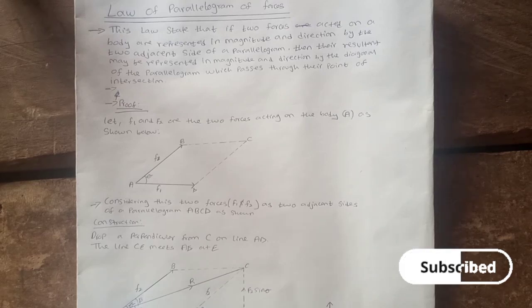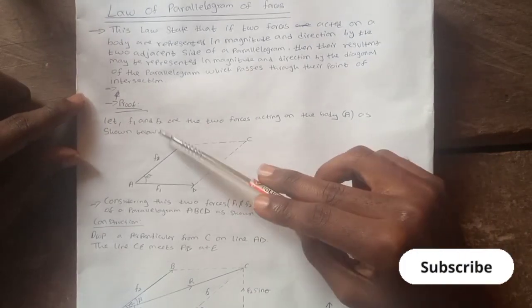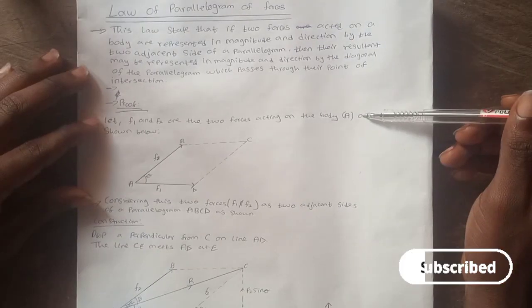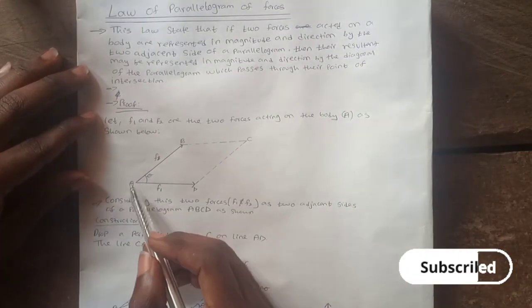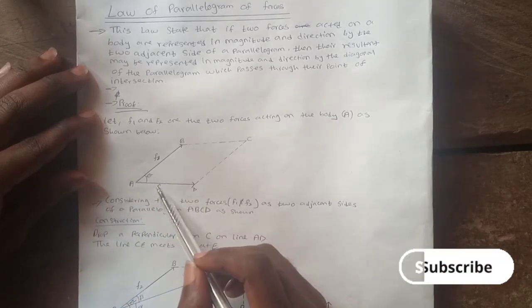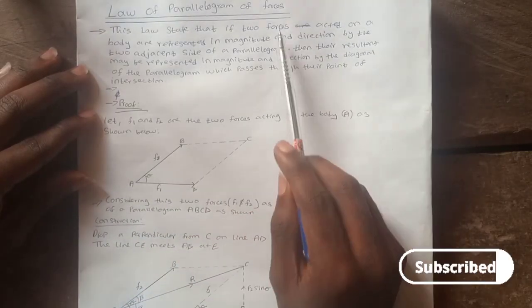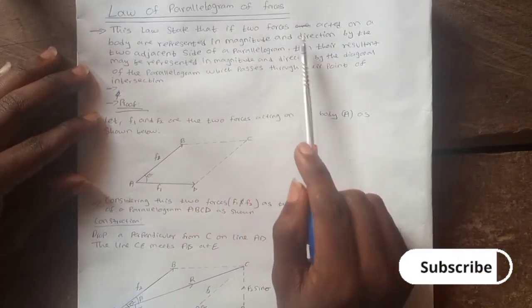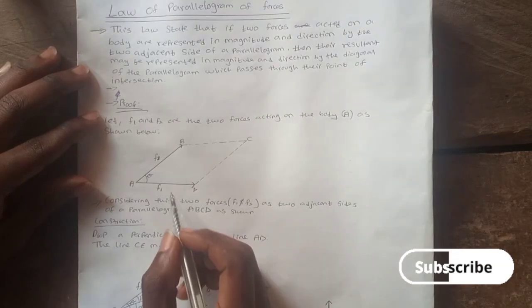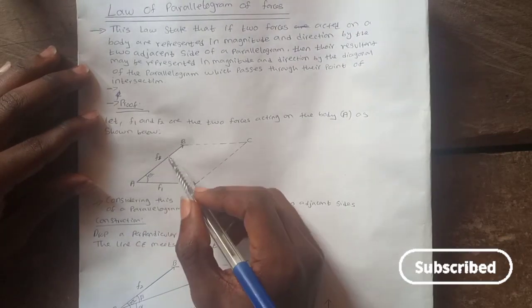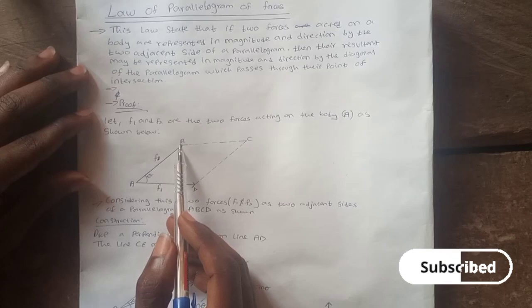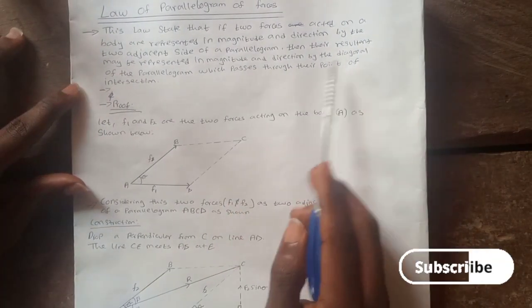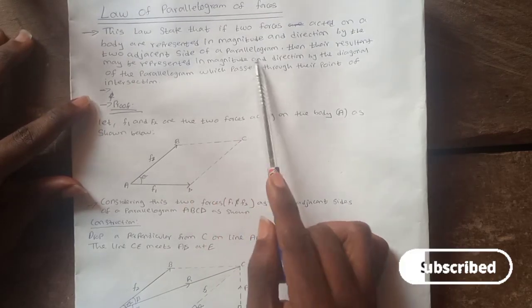So we're going to have two forces, F1 and F2, acting on the body A as shown in this diagram. So this is the body, and these are the two forces, F1 and F2. It says if two forces acting on a body are represented in magnitude and direction. So these are the magnitude, then the direction is this triangle that's showing their direction, by the two adjacent sides of a parallelogram.